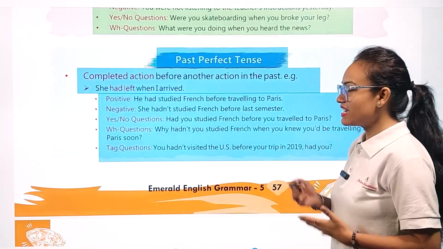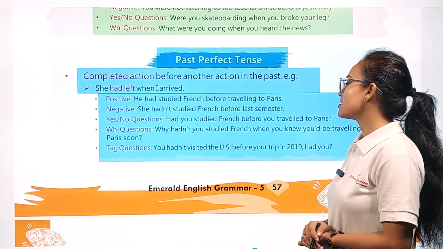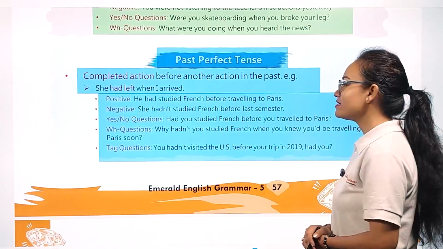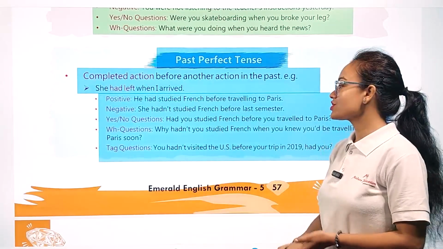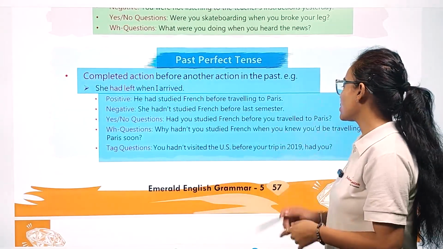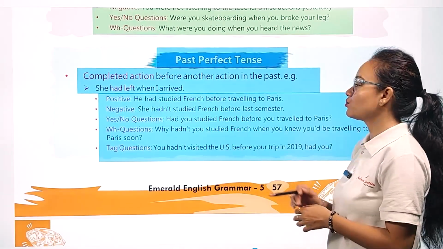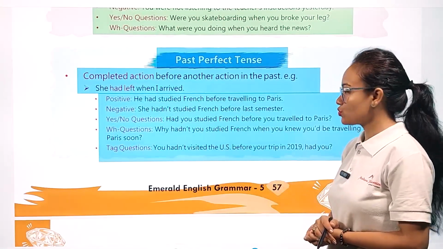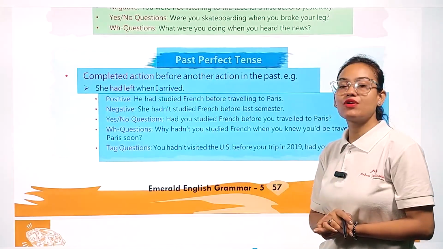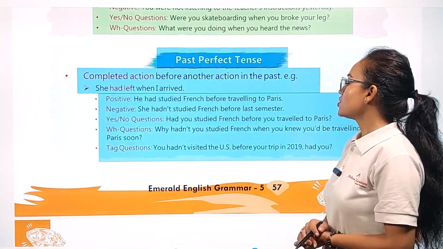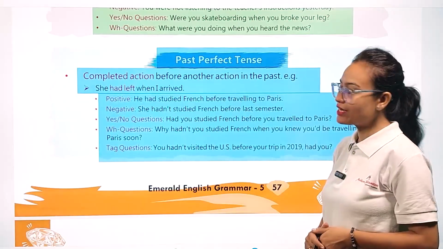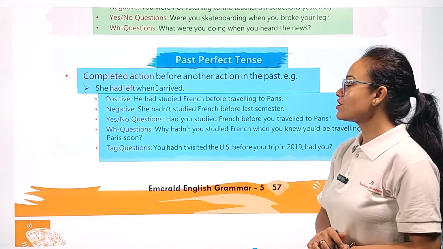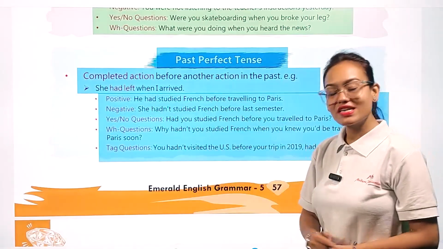In interrogative sense, had you studied French before you traveled to Paris? And another form of interrogative sense, that is WH questions. Why hadn't you studied French when you knew you would be traveling to Paris soon? And whenever we are going to tag questions, you hadn't visited the US before your trip in 2019, had you? So in all these cases, my dear student, you all have seen the use of past perfect tense.